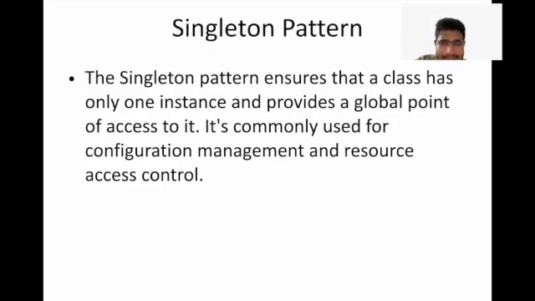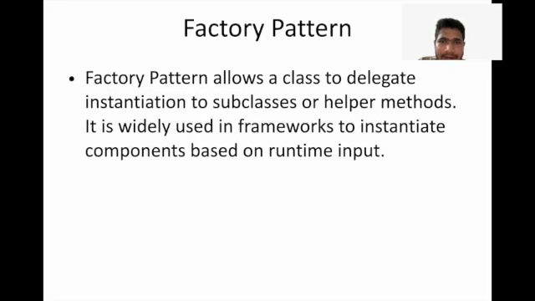The singleton pattern ensures that a class has only one instance and provides a global point of access to it. It is commonly used for configuration management and resource access control. The factory pattern allows a class to delegate instantiation to subclasses or helper methods. It is widely used in frameworks to instantiate components based on runtime input.